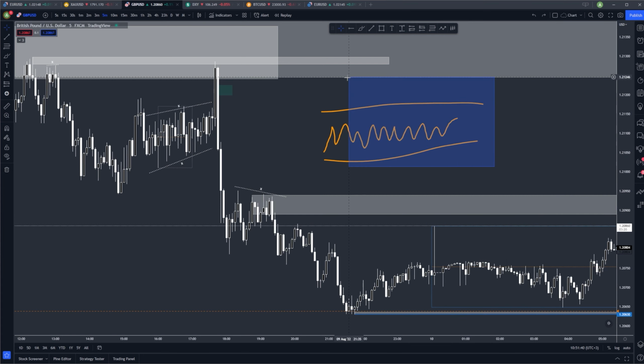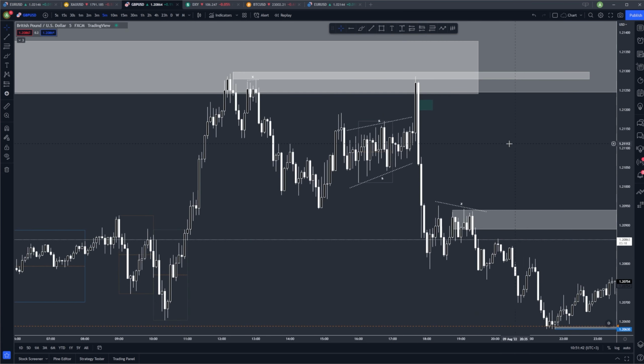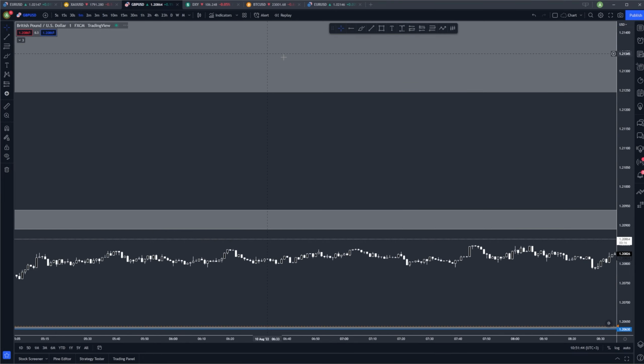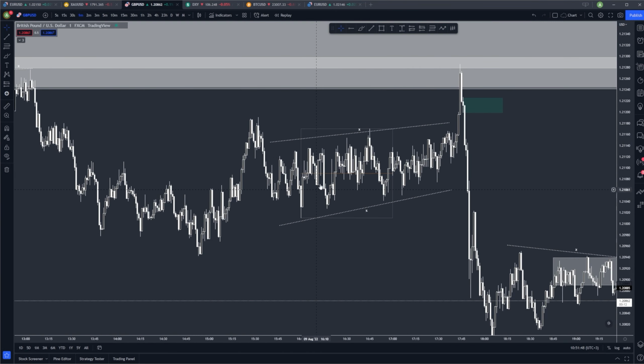Doesn't really matter. You just know that that's gonna happen. So this is exactly what happened here. So let's take a look on the 1 minute. You can see how much liquidity was being built here.